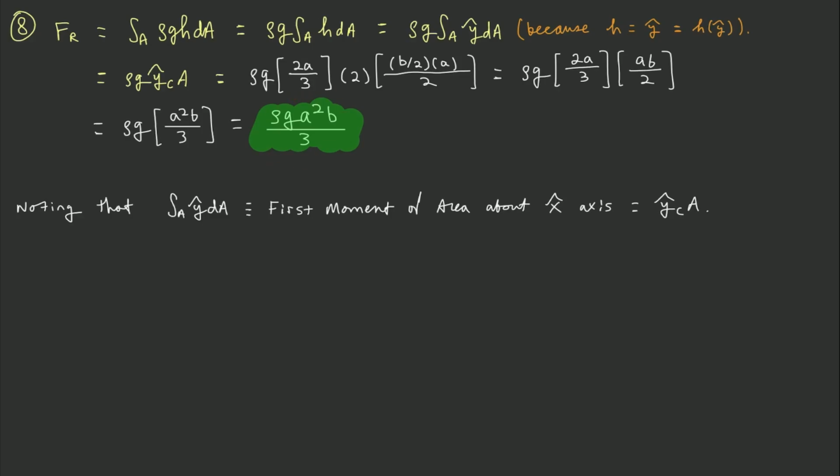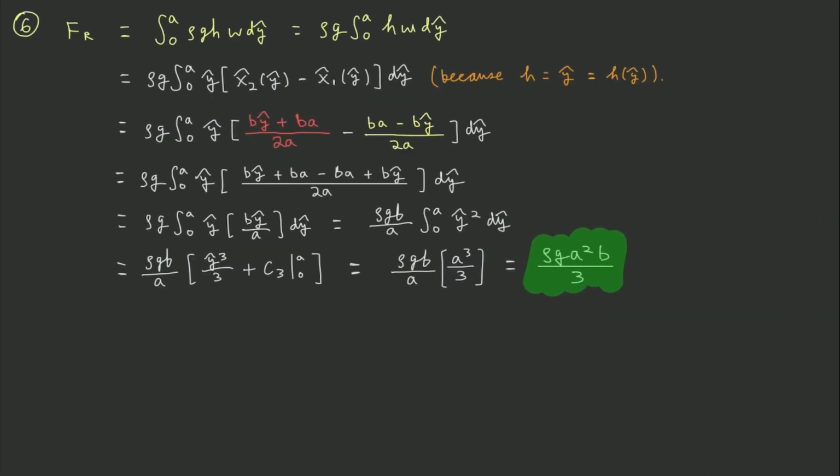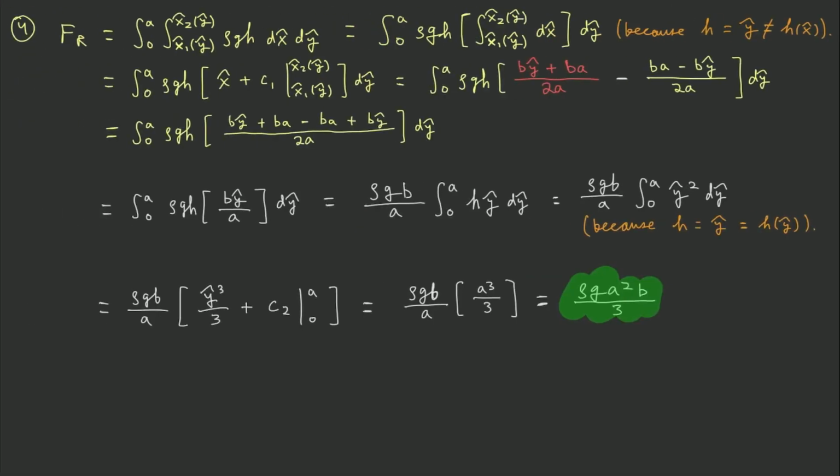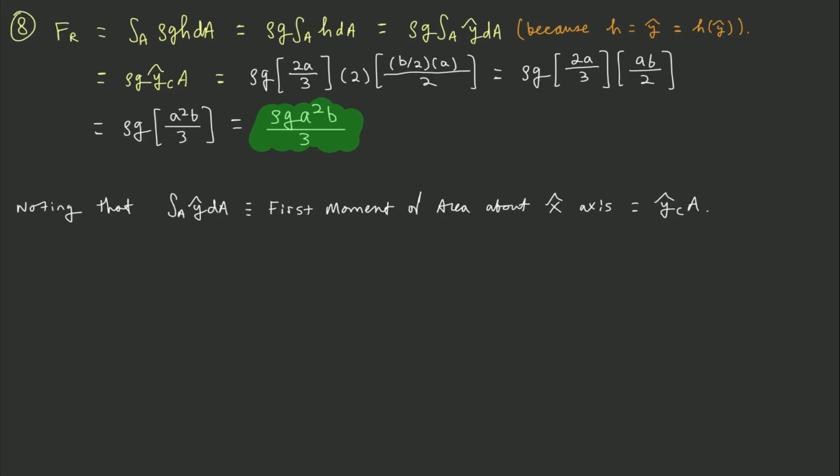result right here, which is again, the numerator is the quantity rho g a squared b over 3, which agrees with the one-dimensional case, the one-dimensional differential element case, and the two-dimensional differential element case. That's exactly as it should be. So we have three different methods that are showing that the resultant force is equal to this quantity right here.